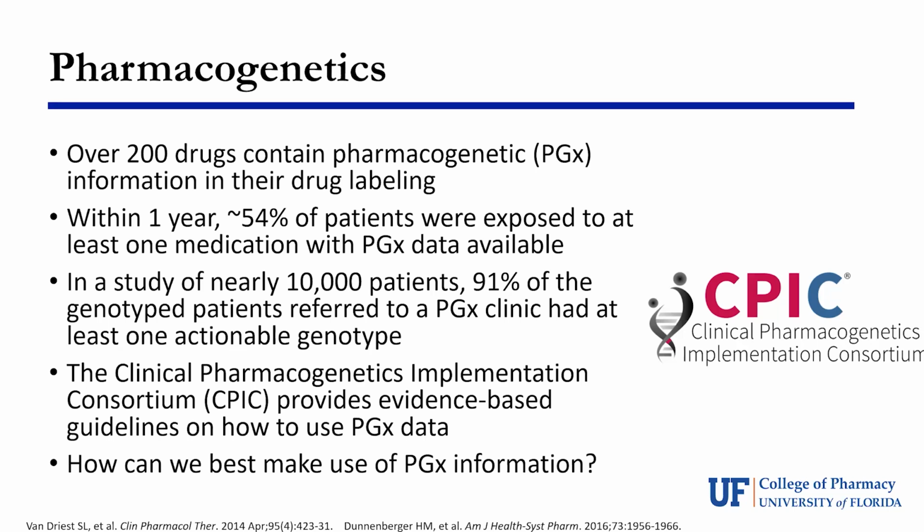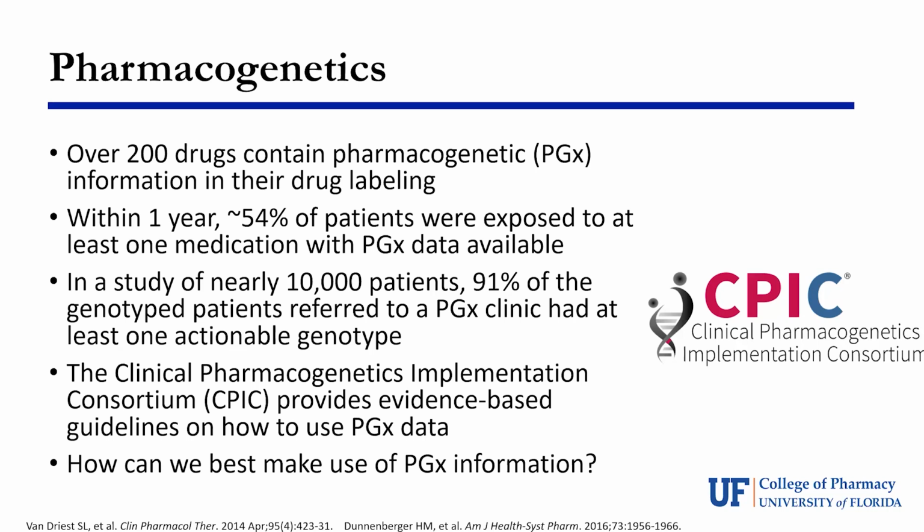But it is at least being considered in a bunch of different drugs. And then when we focus on drugs that have very high clinical utility pharmacogenetic interactions, there was a study a few years ago now that showed that within a health system, about 54% of patients received at least one medication where pharmacogenetics could help guide dosing of that drug.